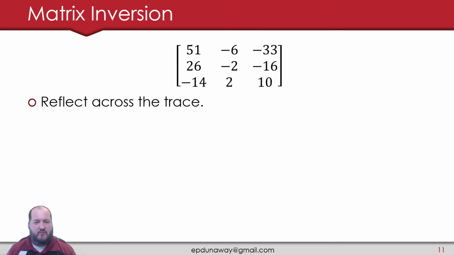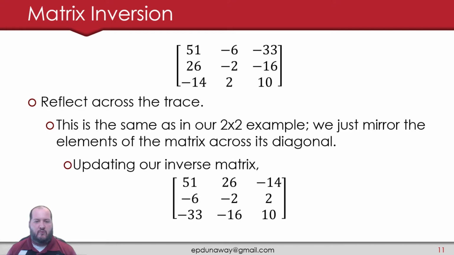And that step is reflecting across the trace. And again, this is just moving things across to where they're going to be, reflecting them. The element in the first row, second column needs to be switched with the element in the second row, first column. So there's nothing really special to that, nothing's really changed. We're just going to mirror it. So now I get my new matrix right here, 51, 26, negative 14, negative 6, negative 2, and 2, negative 33, negative 16, and 10. So notice that everything along the trace, the main positive diagonal, has not changed, and everything else has been mirrored.